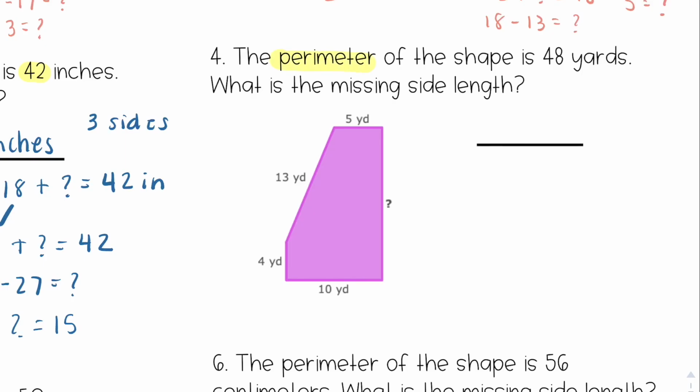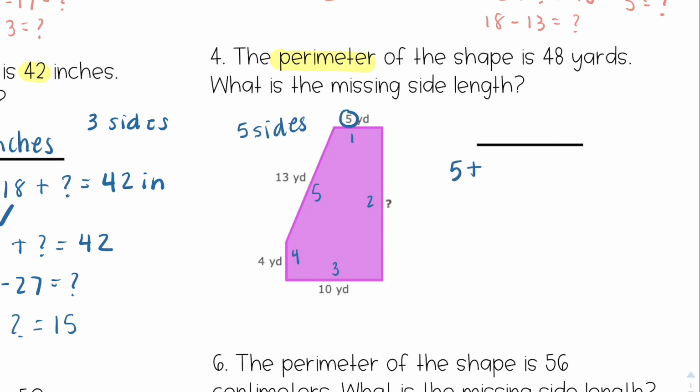At number 4, I'm still finding the perimeter. I'm missing one side length, and so I have to determine what that side length is. So I'm going to start by counting how many sides I have. I have 5 sides, so I know that kind of shape is a pentagon.